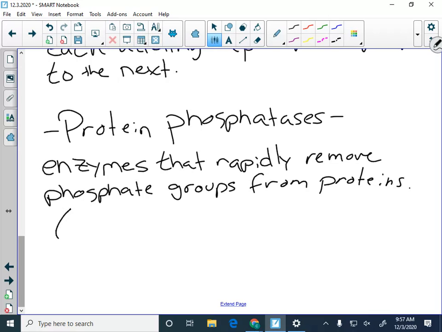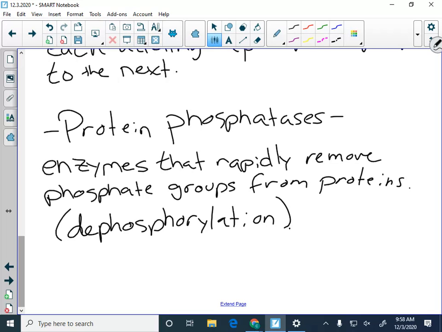This, of course, is called dephosphorylation. So what is done must be undone. So our protein kinases and protein phosphatases are our key players in a phosphorylation cascade.